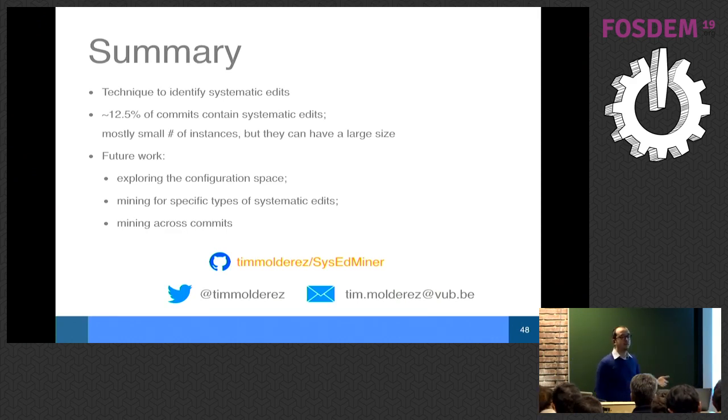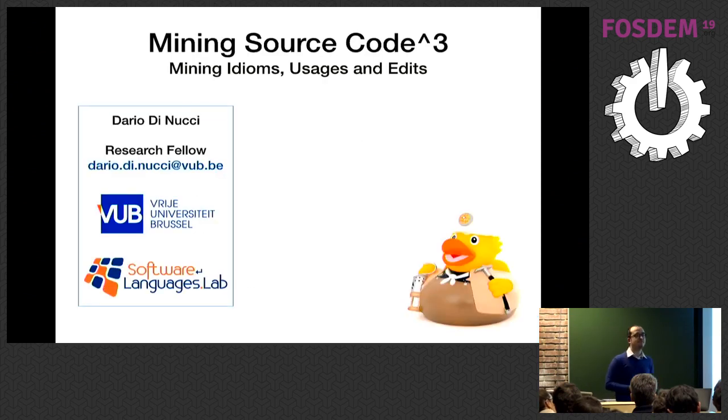And also, we are trying to mine across commits, because one of the problems that we have today is that we mine a single commit at a time. So if we have changes that are across commits, we are not able to mine this kind of information. Thank you.